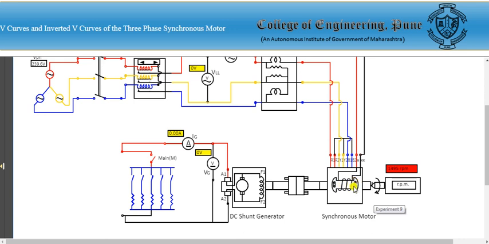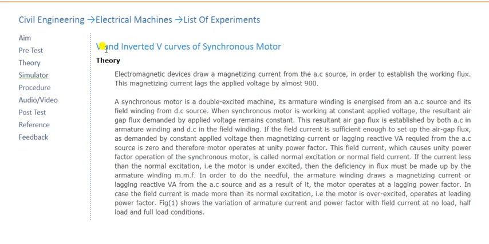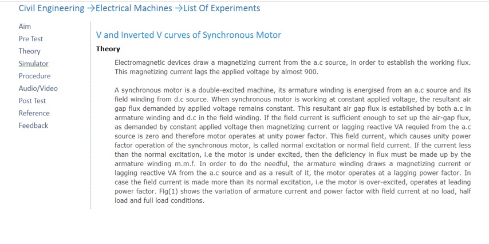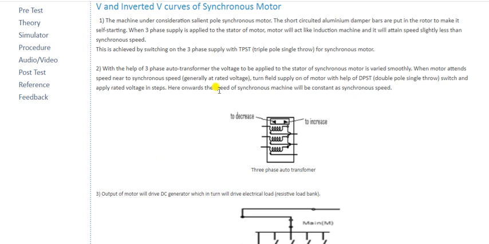So firstly we will see the V curves at no load. First see the V curve and inverted V curves of the synchronous motor. The theory is given here in the virtual lab, you can see. We will directly proceed to the simulation. First, with the help of the three-phase auto transformer, which is connected on the stator supply side, the voltage applied to the stator of the synchronous motor is varied smoothly.